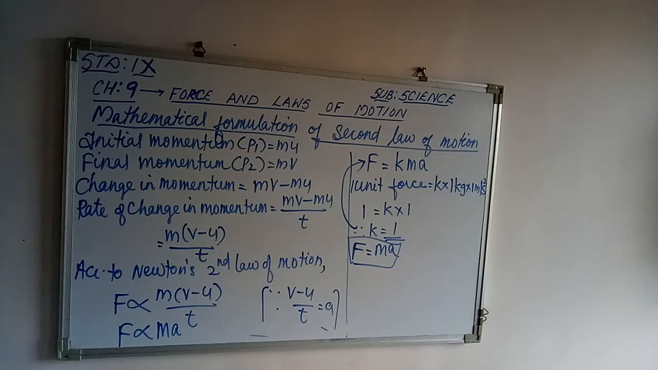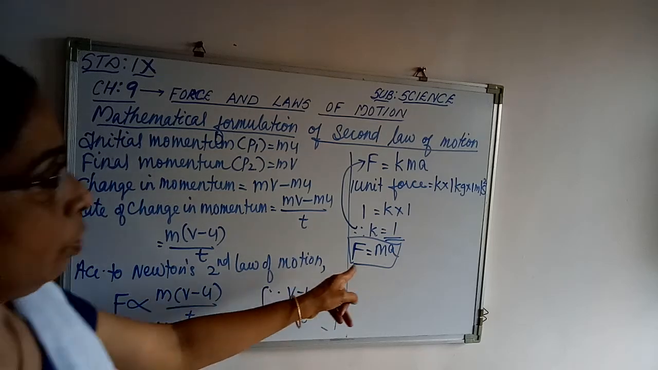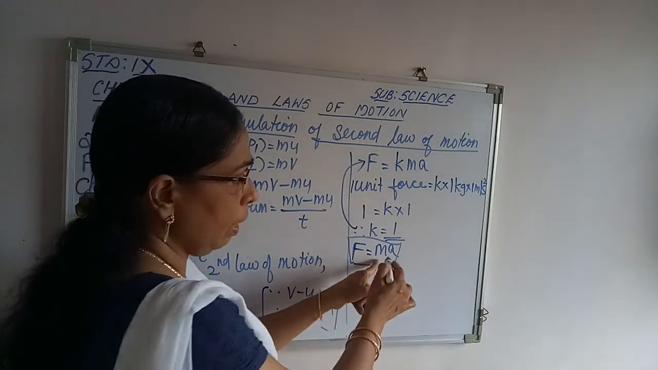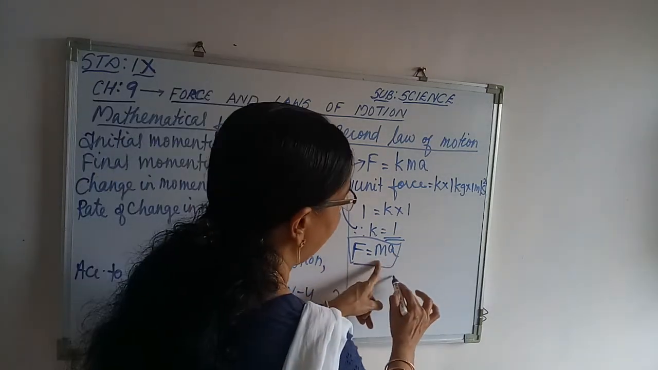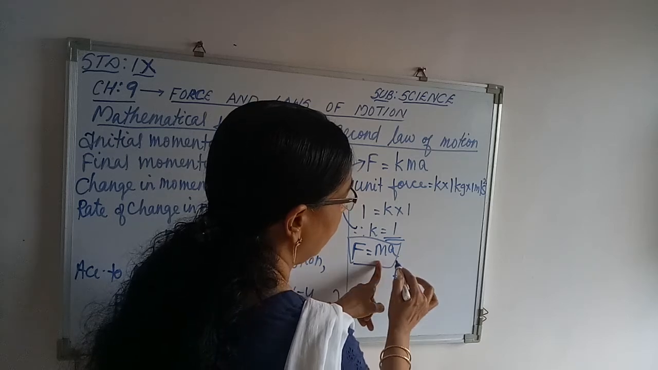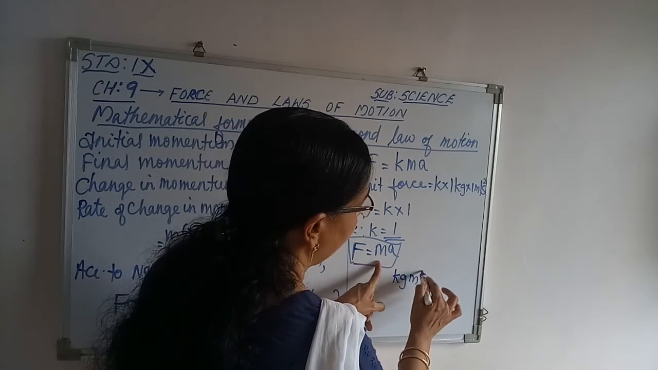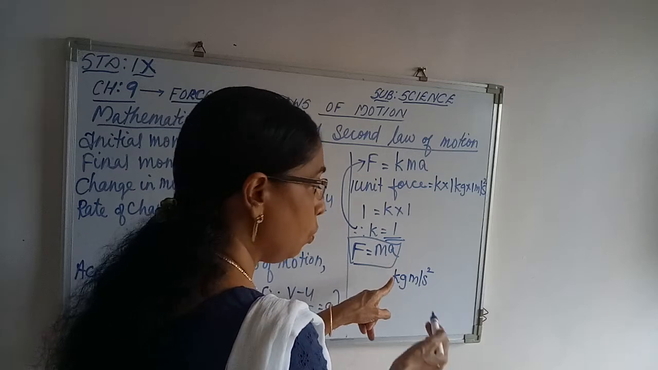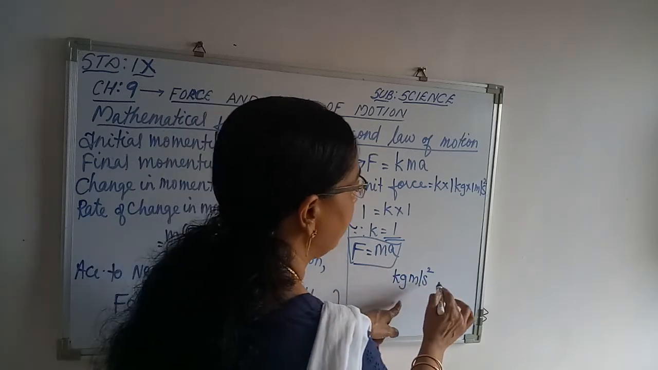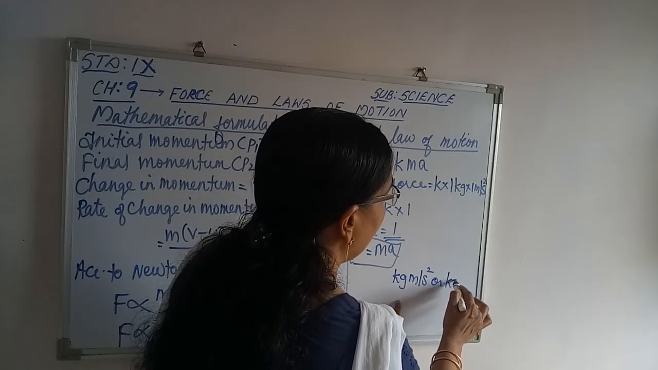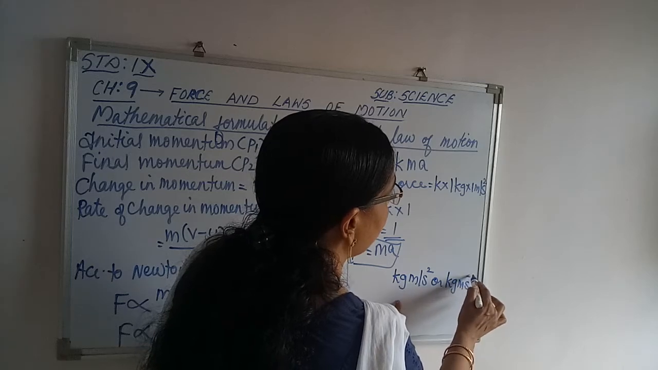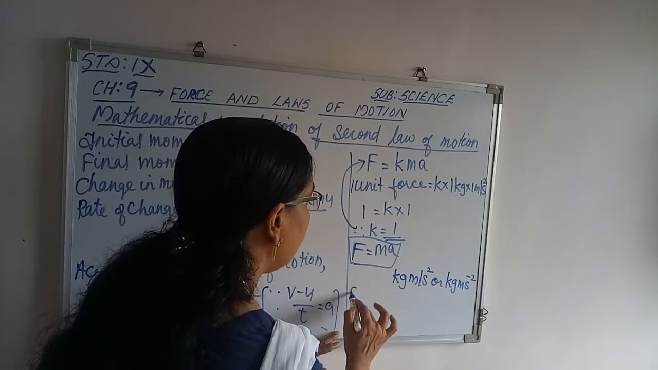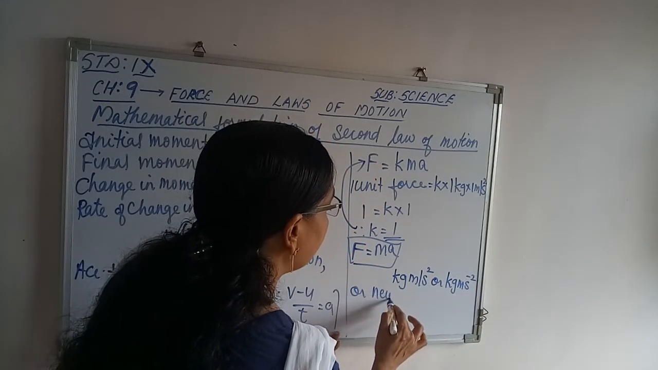From this, find out the unit of force. What is the unit of mass? Mass is kilogram. Unit of acceleration is meter per second square. So the unit of force is kilogram meter per second square, or kilogram meter second raised to minus 2, or it is Newton.